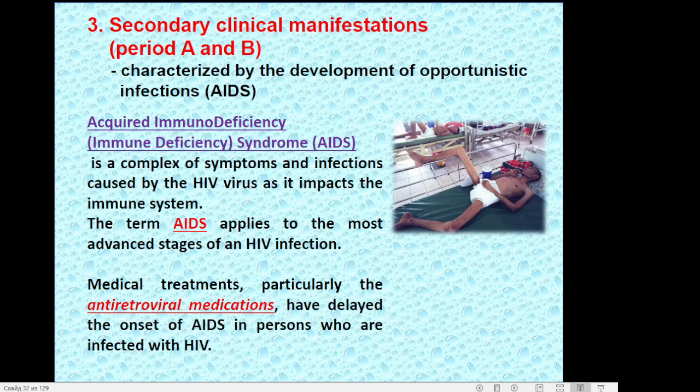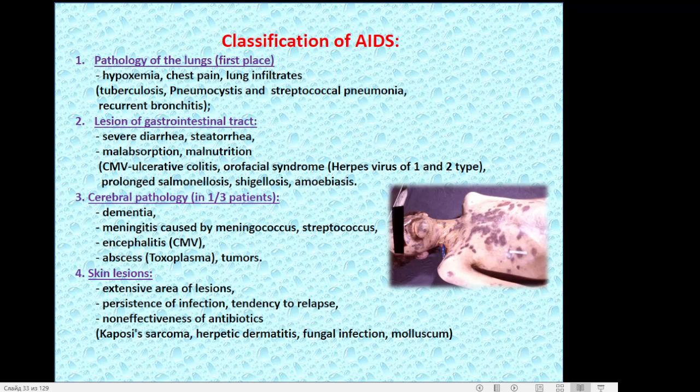At first, it is superficial infection, not severe diseases. After that, significant decrease in body weight, severe infection, which may kill people, and before the appearance, before the realization of AIDS. Classification of AIDS, what may we say? Lesion of lungs, lesion of GIT, cerebral pathology, skin lesion. Examples you may suspect on this slide. Practically every disease which you know may be associated with the last stage of immunosuppression, due to which AIDS is realized.